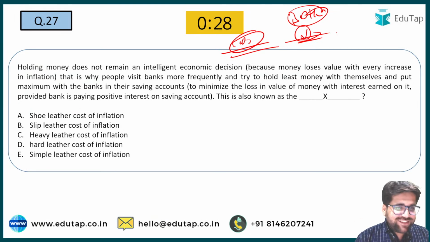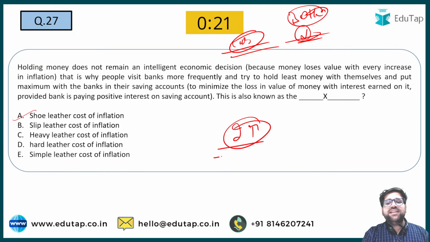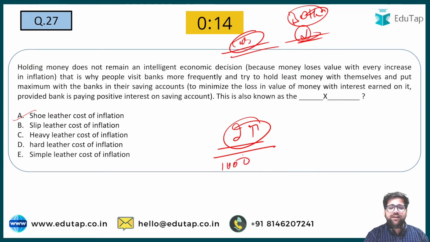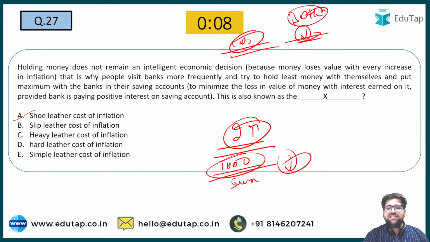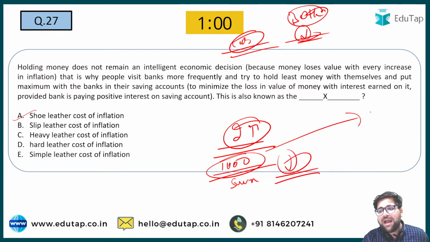Okay, so question number 27, my friends. The answer will be shoe leather cost. If inflation is rising, let's take this homemade situation. Today I'm saving, let's take 100, not 100, 1000, sorry. So if inflation is rising, obviously my saving will reduce, as simple as that, because I have to spend more now. Now if my savings are reducing, please note this particular point, then I will have to go to my bank again and again to withdraw funds.